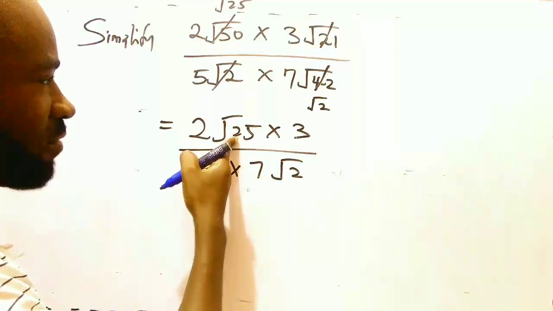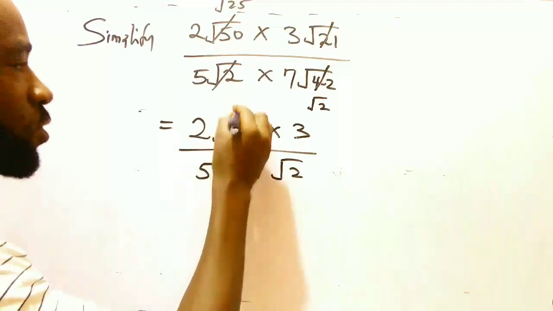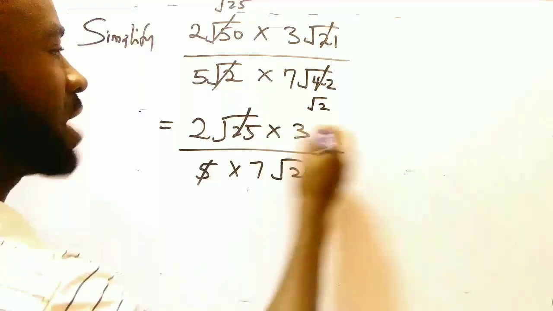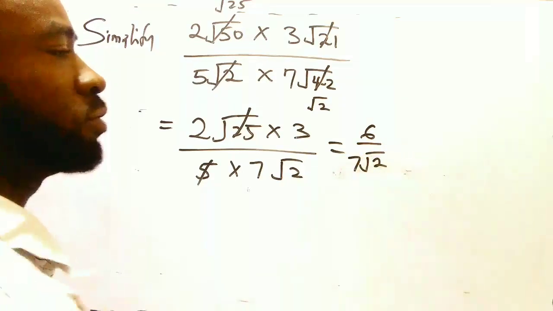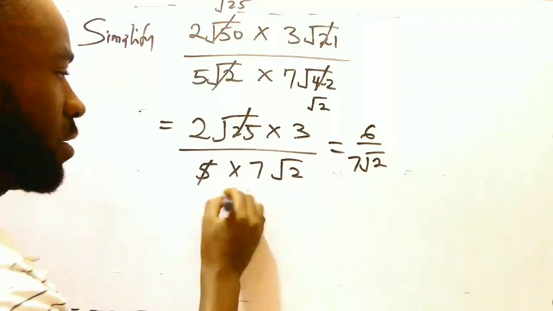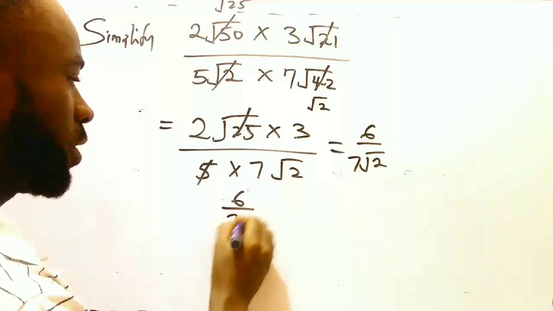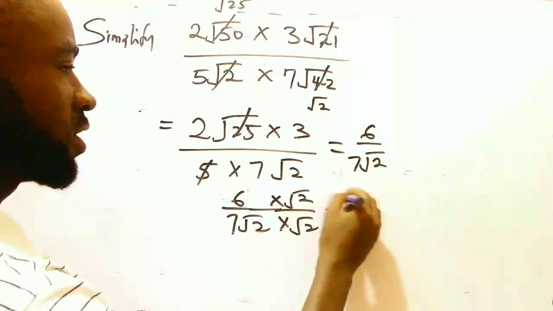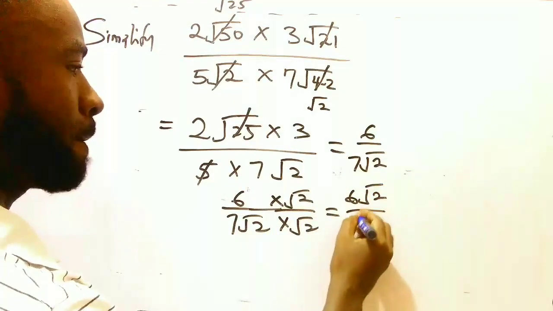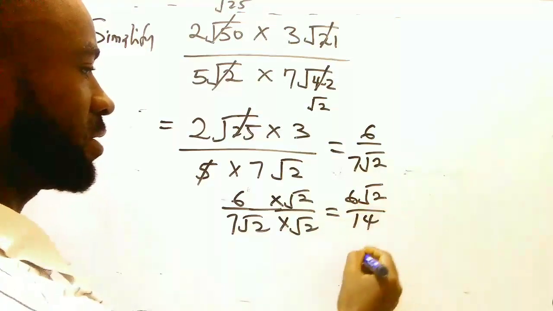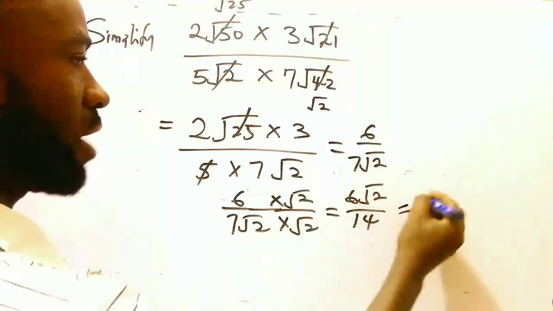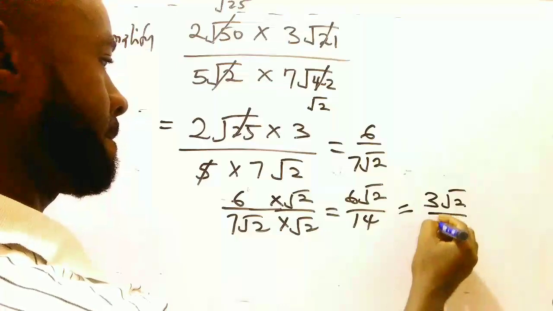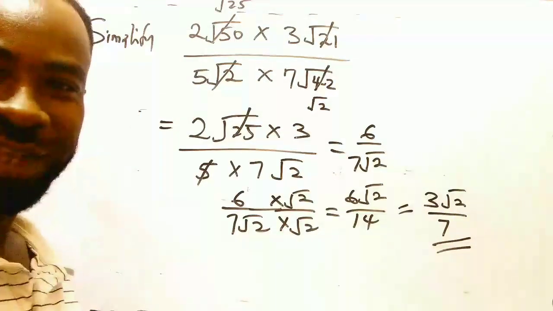And we also know that root 25 is the same thing as 5. So this root 25 will cancel out 5, so that I am left with what? I'm left with 2 times 3, 6 over 7 root 2. Then we can now rationalize this. Remember we did rationalization. That will be times this by root 2, times this by root 2. So this gives us root 2 all over 14, right? Good. And that will give us 3 root 2 all over 7. So this is our answer.